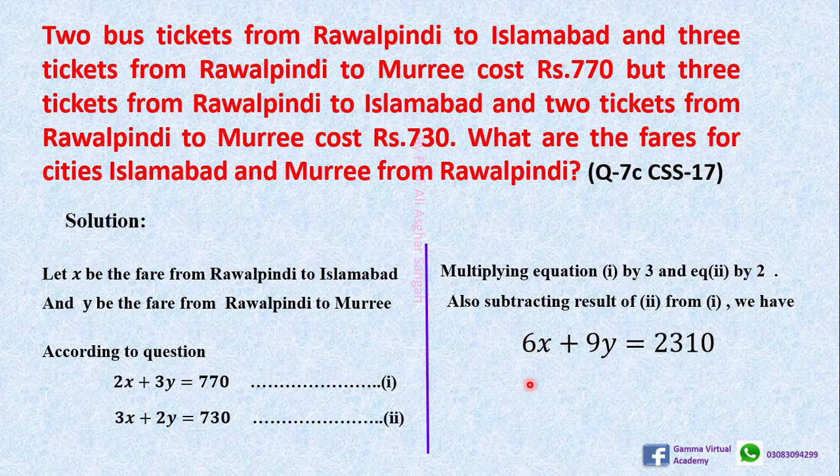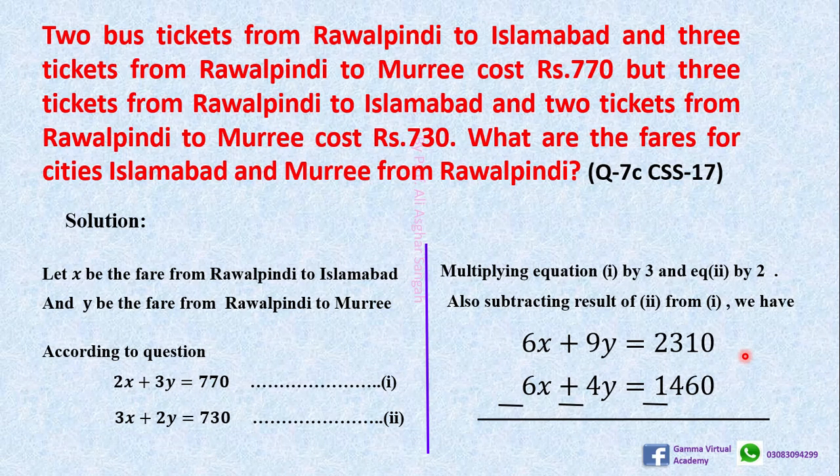This is the result of 1, which means we have multiplied this equation by 3. If we multiply by 3, we get 6x plus 9y equals 2310. Now multiplied by 2, it becomes 6x plus 4y equals 1460. Now subtract the result of equation 2 from the result of equation 1. For subtracting we change the signs. Here 6x and 6x cancel. We get 9y minus 4y, which is 5y.